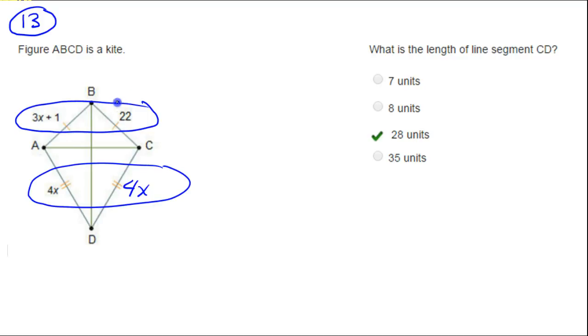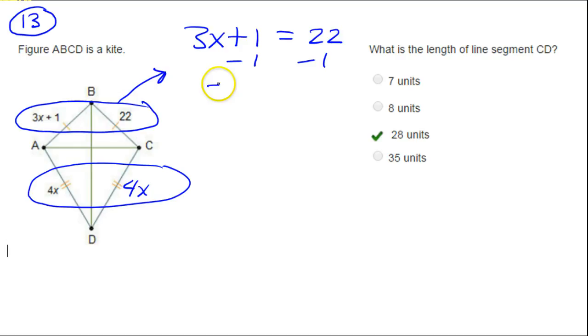But first of all, I'm going to use the fact that the 3x plus 1 and the 22 have to be the same. So that means 3x plus 1 has to equal 22. Does that make sense? So if I subtract 1, that gives me 3x is equal to 21. So x is equal to 7.